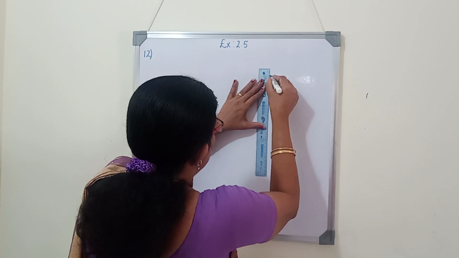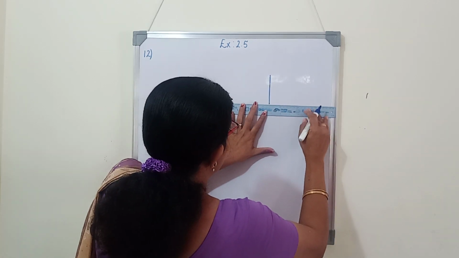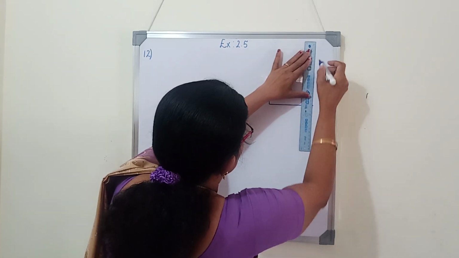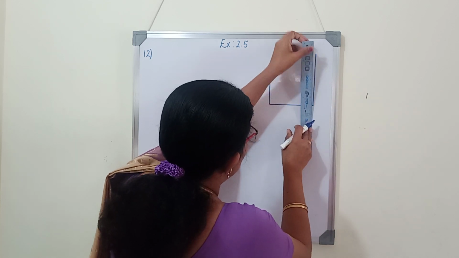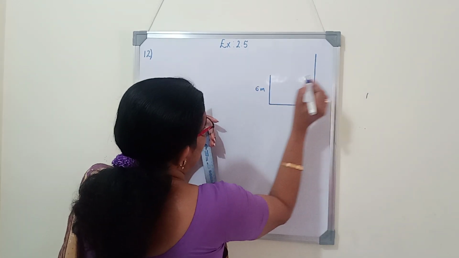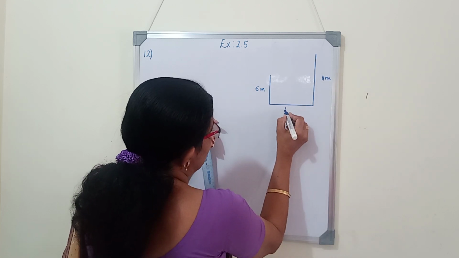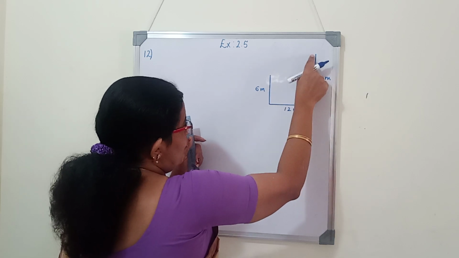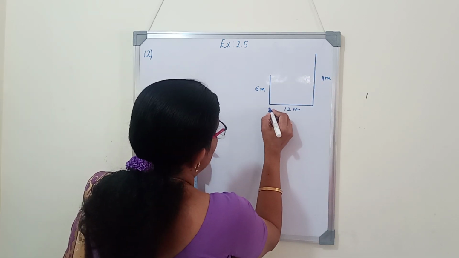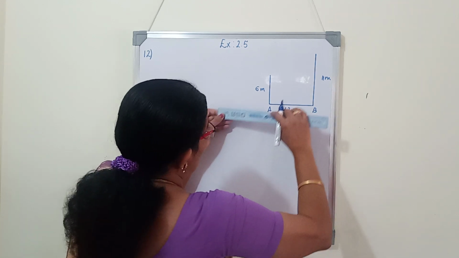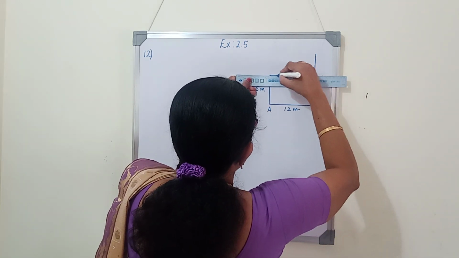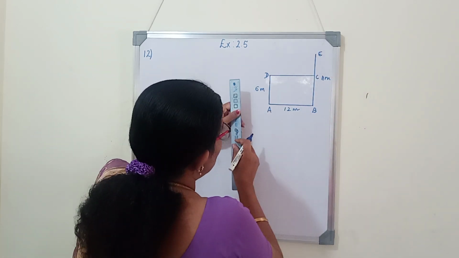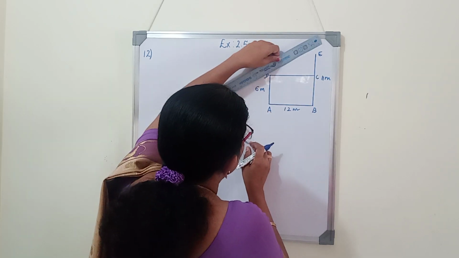So we have to draw two poles. Distance between the feet is 12 meter. So this is 6 meter and this is 11 meter pole, and distance between the feet 12 meter. We have to find the distance between the tops. So here we will write. Now here we will join this. Now we wanted to find the distance between the top part, that is D.